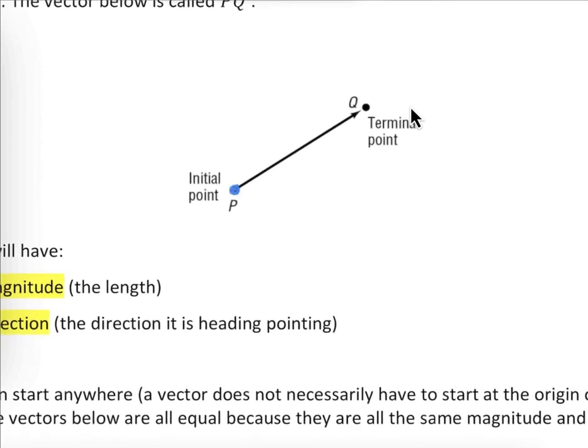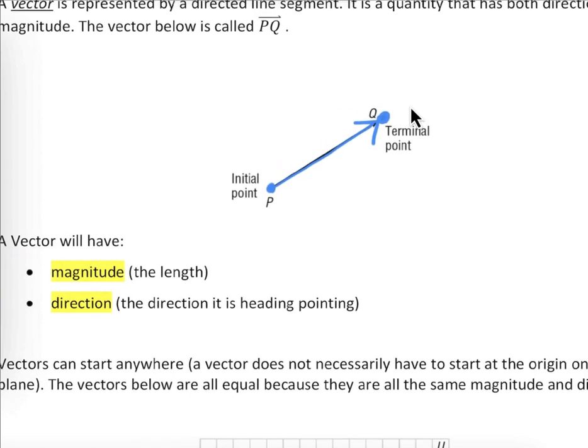First of all, the initial point is where the vector begins, and then it heads off in a particular direction indicated by an arrow to finish at a terminal point. We talk about the magnitude of the vector as simply being the length of the vector. How long is this vector? The direction of the vector is where the vector is pointing to, right?